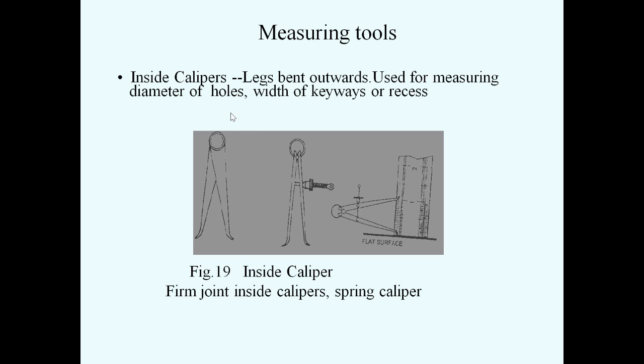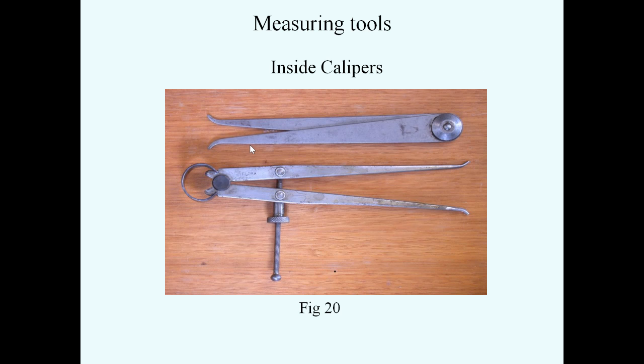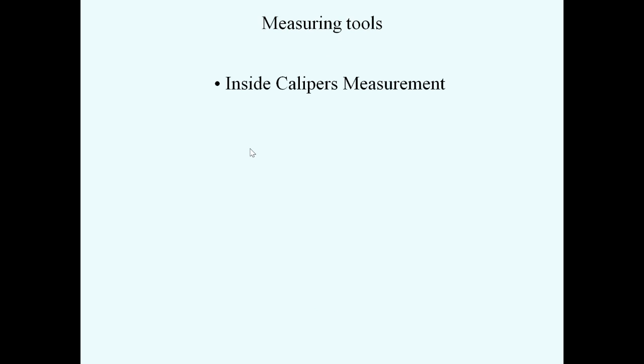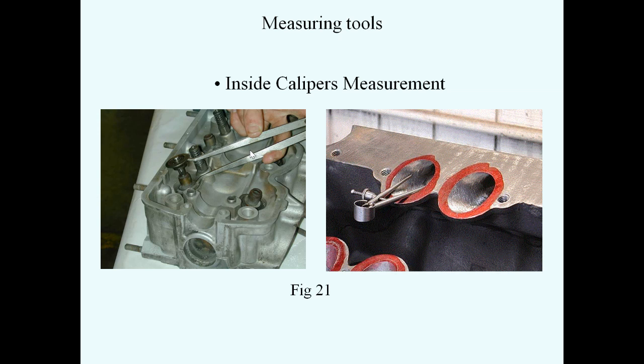The legs are bent outward. In the previous cases the legs are bent inward, but here the legs are bent outwards and are used for measuring diameters of holes, width of keyways and races. You can see the diagrams of inside calipers here. He is finding the diameter of a hole, and the length distance between these two components.